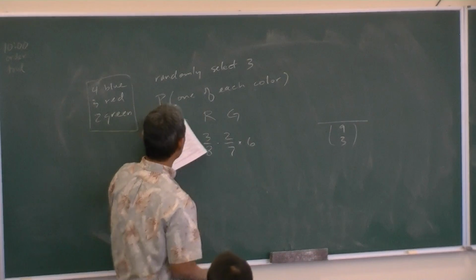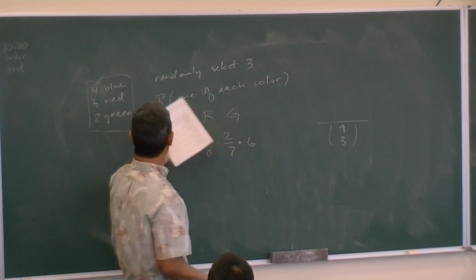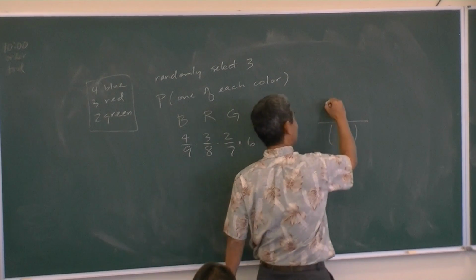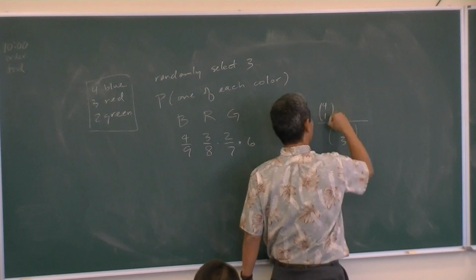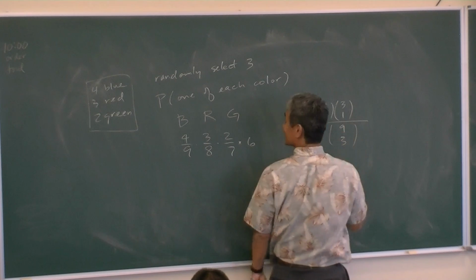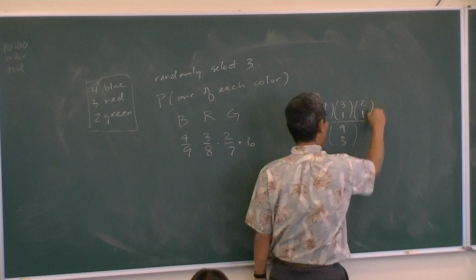Now, we want 1 of each color. Well, how many blue marbles are in the jar? 4. How many ways can I pick 1 of them? There's 3 reds. How many ways can I pick 1 of them? And there's 2 greens. 2 choose 1.